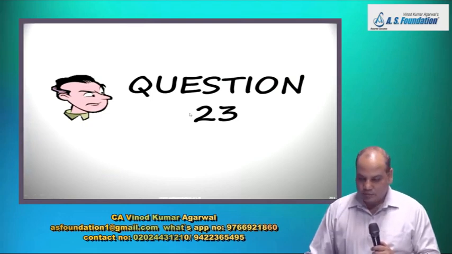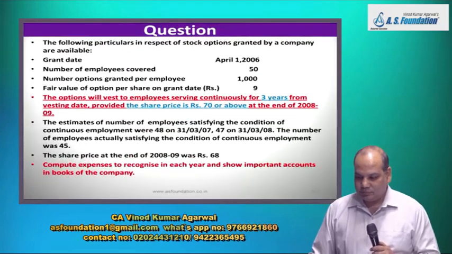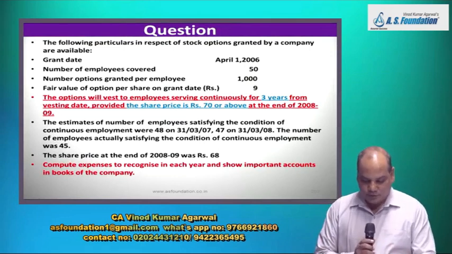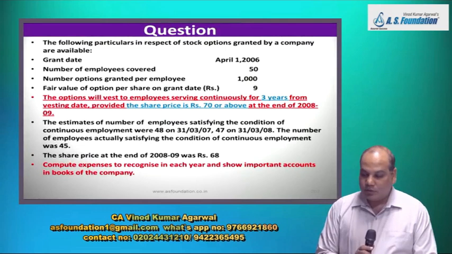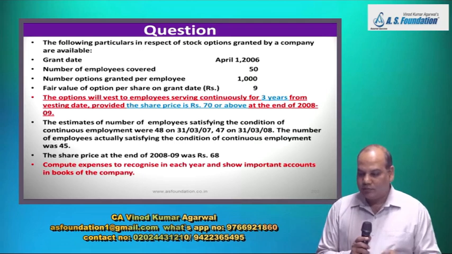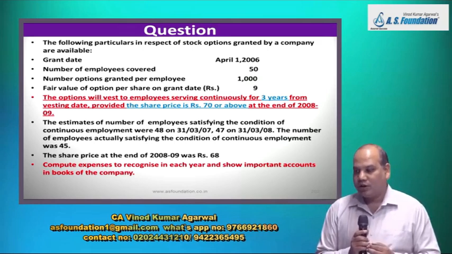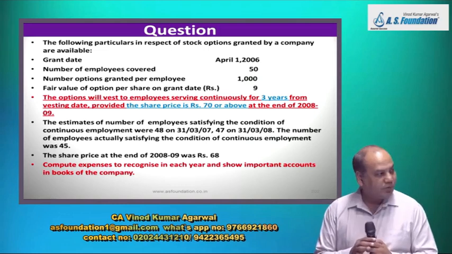Question number 23. The following particulars in respect of stock option granted by a company are available. Grant date 1st April 2006. Number of employees covered 50. Number of options granted per employee 1000. Fair value of the option per share on the grant date 9. Up to this is simple.